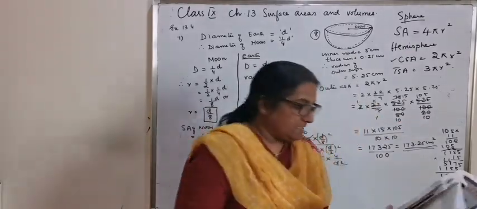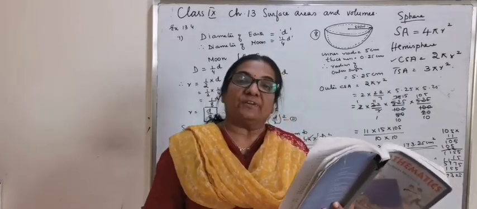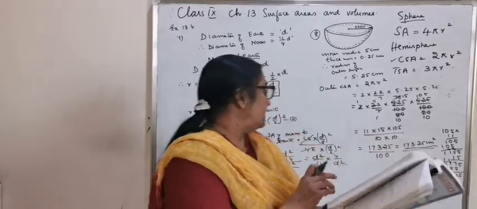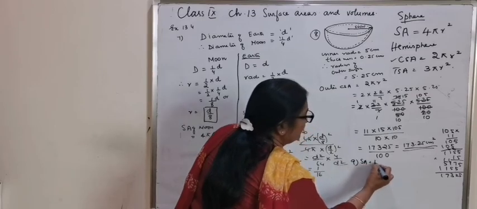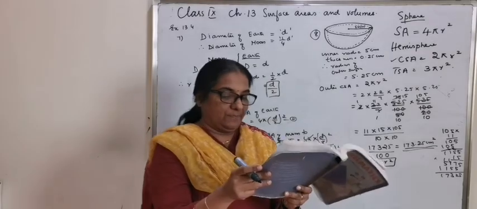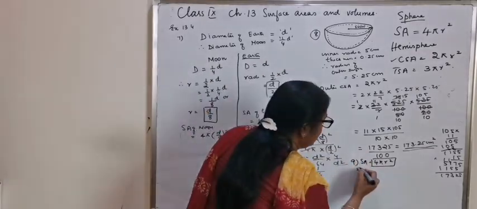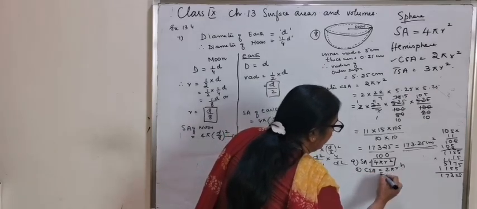The next question is, a right circular cylinder just encloses a sphere of radius r. What is the surface area? Look into the figure. The figure says, what is the surface area of the sphere? It is 4 pi r square. Curved surface area of the cylinder. What's the formula for curved surface area? It is 2 pi r h.